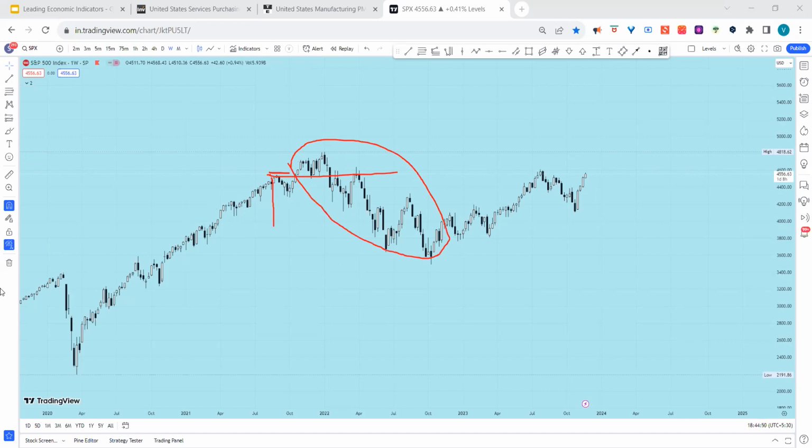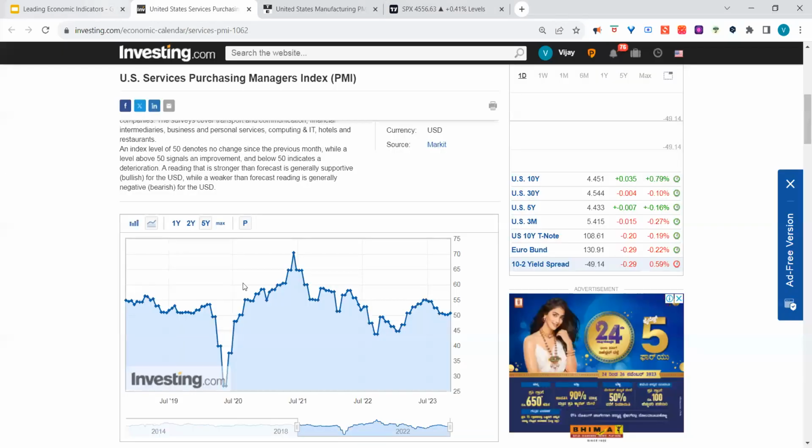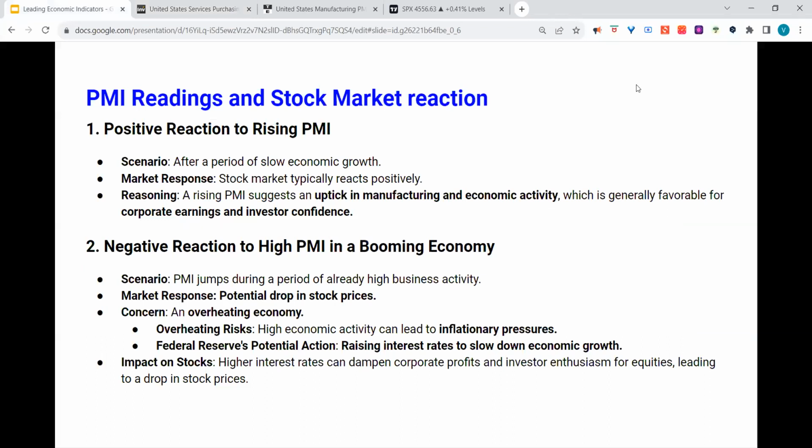This is what happened when the PMI was already overheated. There's no more scope for the economy to grow at such a rapid pace, so the economy tends to correct. This is the second scenario, which was clearly indicated by the data as an overheating risk. The high economic activity can lead to inflationary pressures, and because of this, inflation was at its peak at that point of time, and the Fed was also increasing the interest rate.